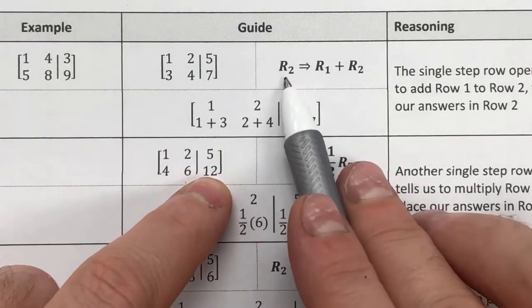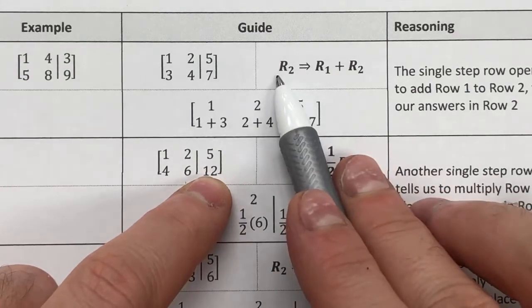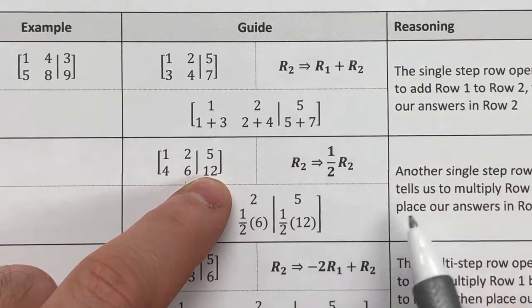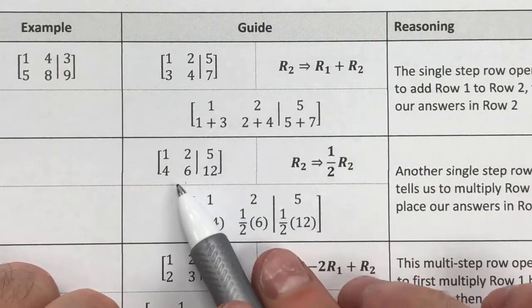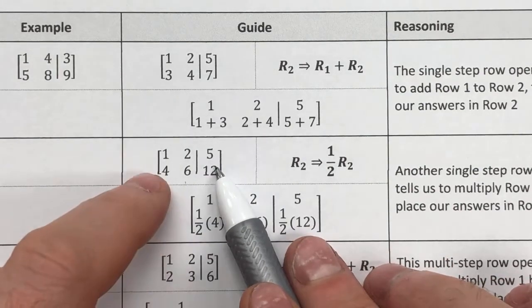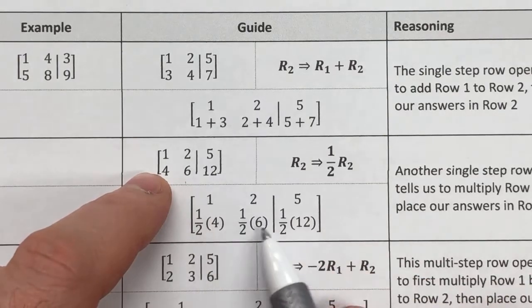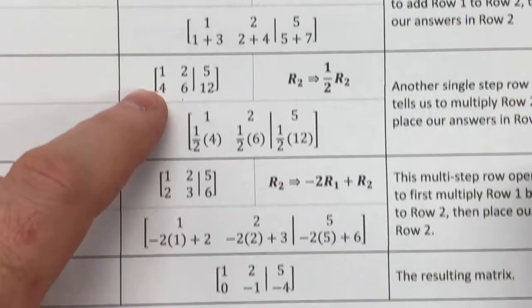I did not touch row 1. Row 1 is not changed. I did change row 2. If I say row 2 is multiplied by half, I take what was row 2, and I say 4, 6, and 12, half, half, and half is going to give me a 2, 3, and 6.